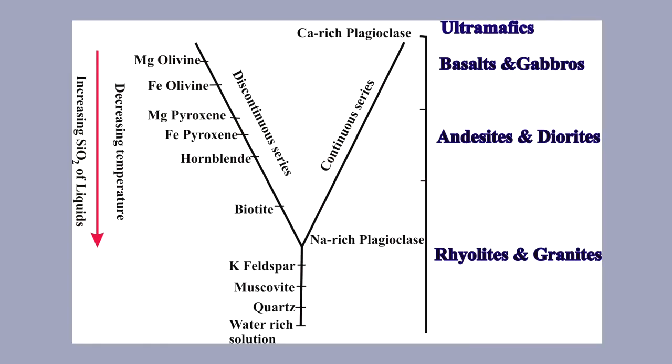Bowen reaction series: if you see the left hand side you have the discontinuous reaction series, and on the right hand side you have the continuous reaction series. So, olivine and pyroxene belong to the discontinuous reaction series of the Bowen reaction series. Such textures result from crystallization between two reaction pairs, and those reaction pairs must have a discontinuous reaction relationship. They must belong to the discontinuous reaction series.